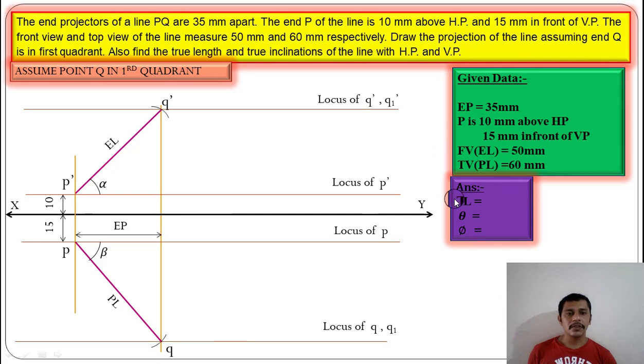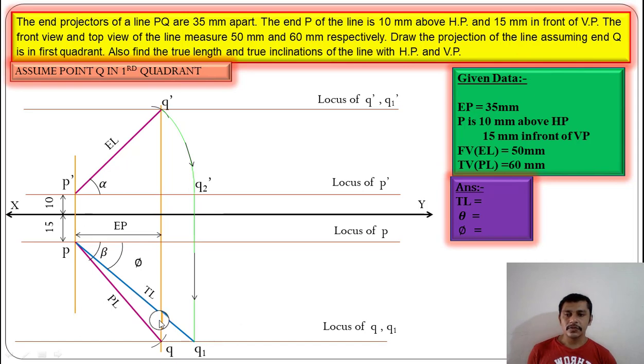Now we have to find out the true length. If you want to find the true length, measure P dash Q dash and give an arc up to the locus of P dash. This point will be our Q2 dash. Now from Q2 dash draw a straight line up to the locus of Q. So we will get Q1 over here. Now connect P Q1, which will be our true length, and the angle of this true length will be phi.